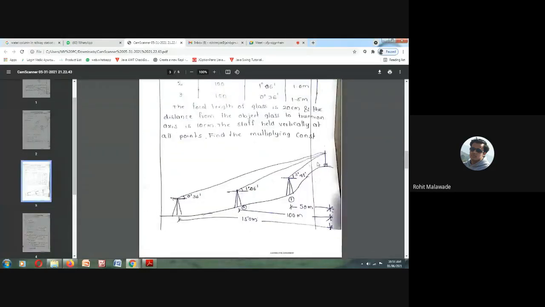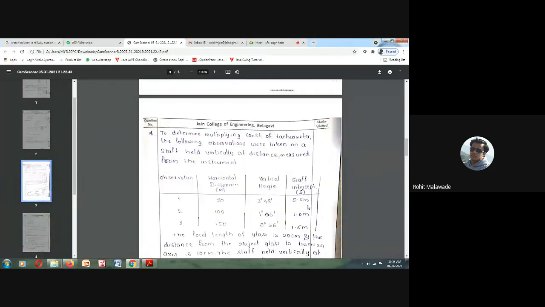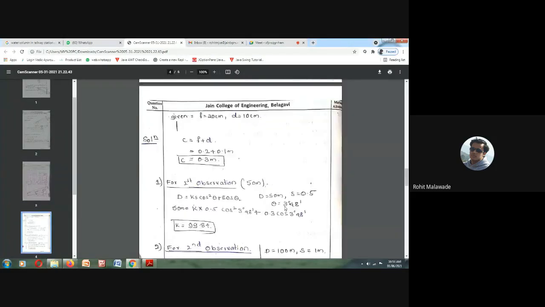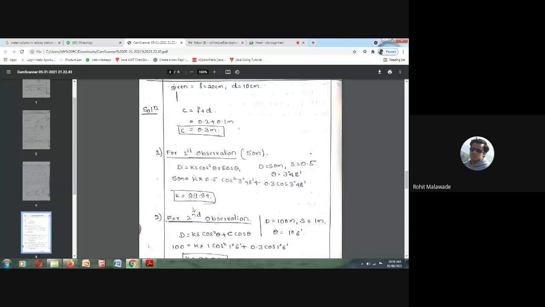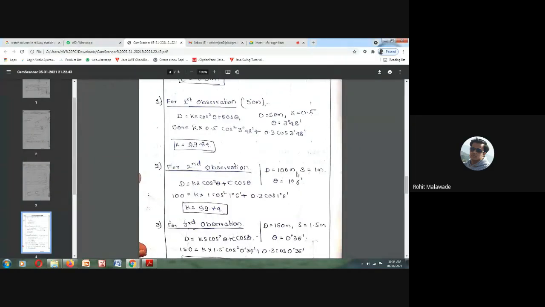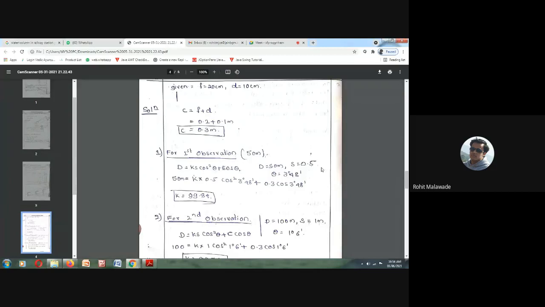What is the staff intercept? For the staff intercept, the first reading is 0.5. So your S value is 0.5. Your theta value is 3 degree 48 minutes. For the first case, you only consider this particular diagram. Now, as we already know, D is equal to 50 meter, S is equal to 0.5, theta is equal to 3 degree 48 minutes. So we are going to substitute all these values in D is equal to Ks cos square theta plus C cos theta. C also we have calculated, that is 0.3.